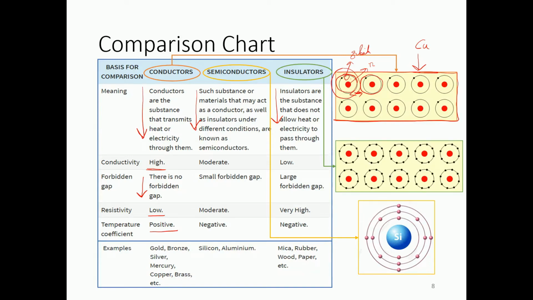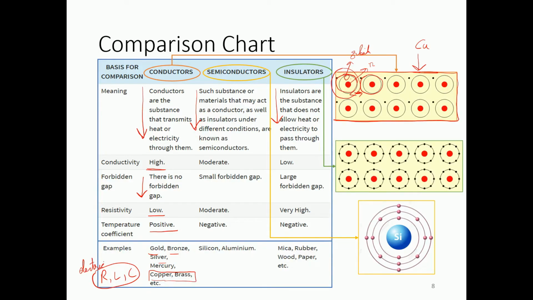The best examples of these materials are gold, bronze, silver, copper and brass, which are widely used in our electronic or electric devices. Normally you have resistors made up of copper. You have inductors and capacitors also made from this, and it is utilized in any electric circuit or electric component. So this is the table talking about the characteristics of conductors.